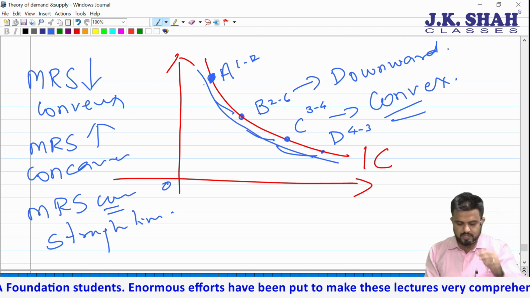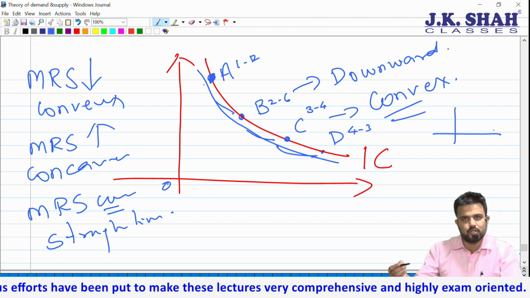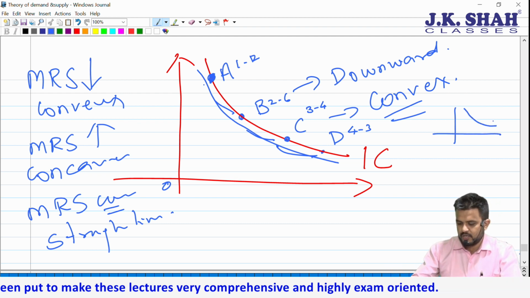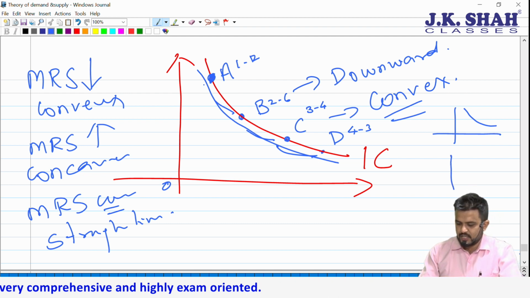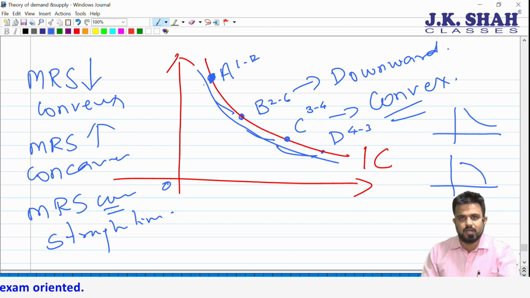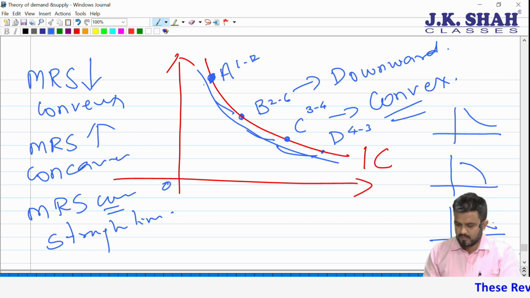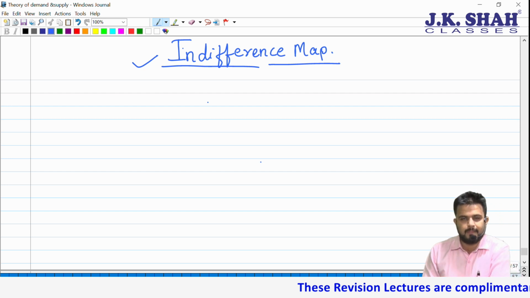So we had discussed three things. When the marginal rate of substitution is decreasing, you will get a convex curve. When the marginal rate of substitution is increasing, you will get a concave curve. And when it is constant, you get a curve that will be a straight line. Now let's move to the next, that is indifference map.